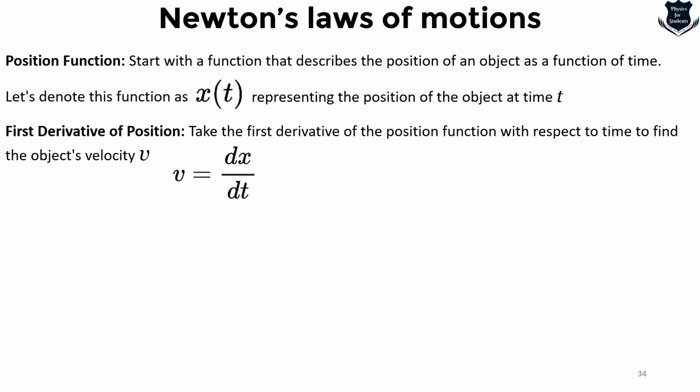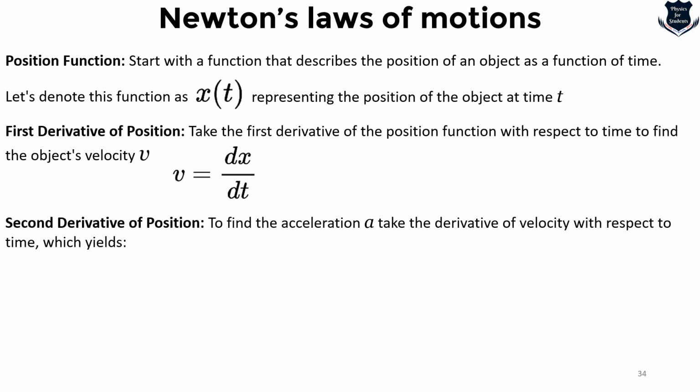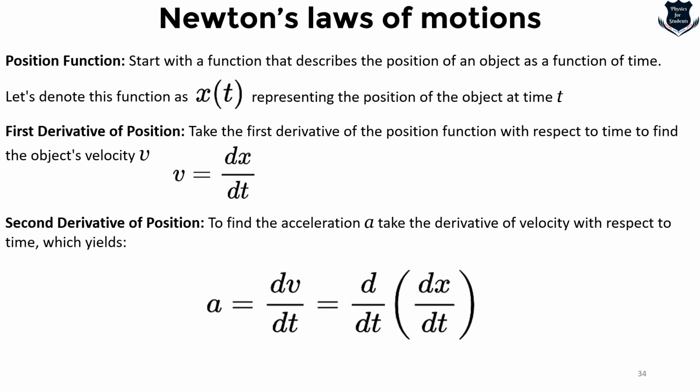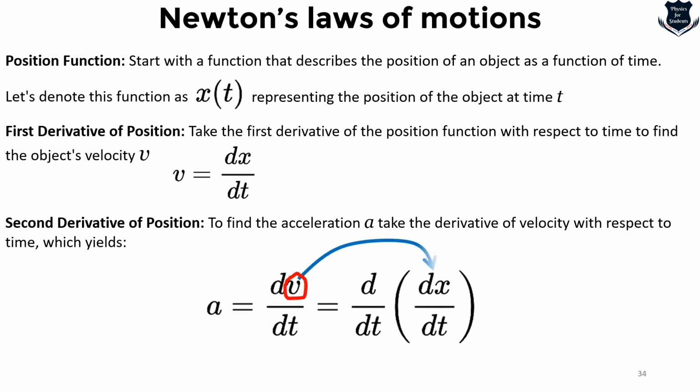Now, once we are done with the first derivative of position, we look at the second derivative. To find the acceleration a, we take the derivative of velocity with respect to time, which yields this. As you can see highlighted, this is velocity, which is again differentiated with respect to time. We know that v is dx/dt. So first we have taken the first derivative of position, starting with the position function. Now I have taken the second derivative of position.